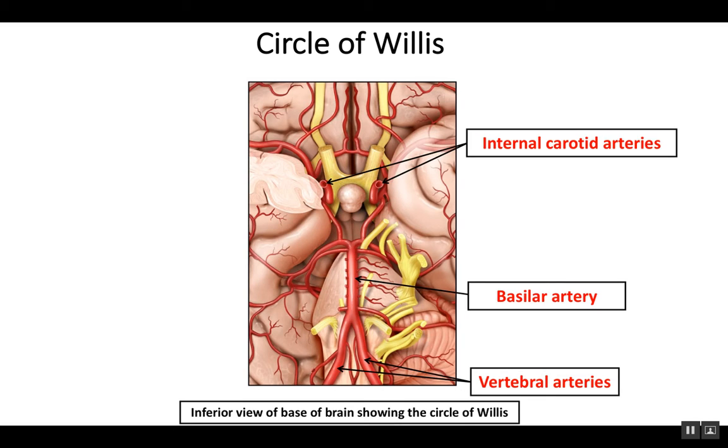The other option are your two internal carotids. So they're traveling up to this circle. So we see them here and here. So these came up the neck, and they're entering right about here and here on that circle.